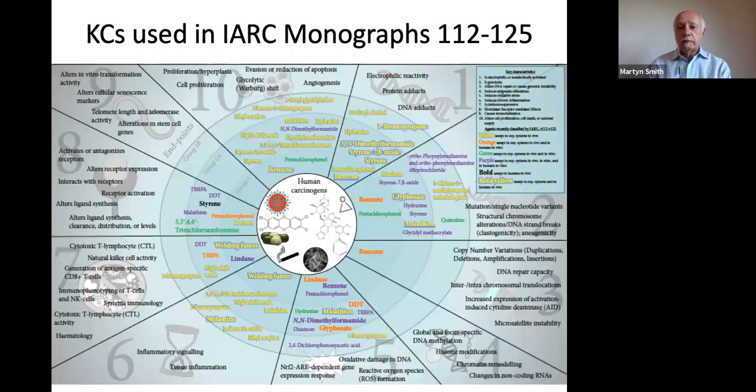So we now have experience of using the key characteristics in, I think, 13 monographs, 112 to 125. This is a slide that Kate Guyton made. It was actually supposed to be presented at SOT this year, but we couldn't go. And so you can see here that quite a large number of chemicals, nearly about 50 or more, have now been evaluated with key characteristics, and we are finding out more and more about how useful they are and some of the pitfalls in using them as we apply them.